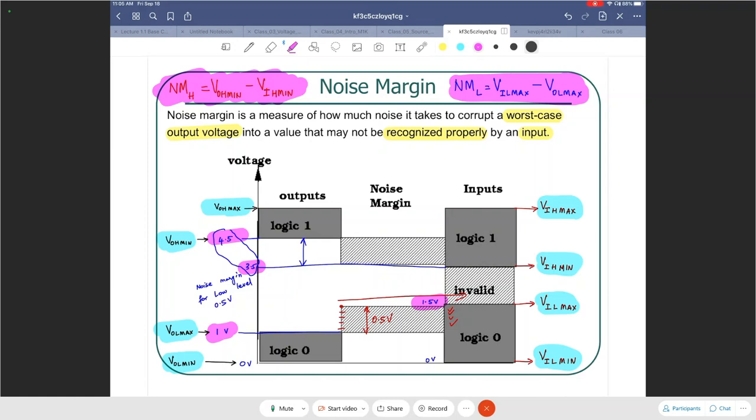So I hope that this discussion helped with the concept of noise and what we can tolerate. Now let me ask a related question. Would you want your noise margins to be high, or would you want your noise margins to be low?